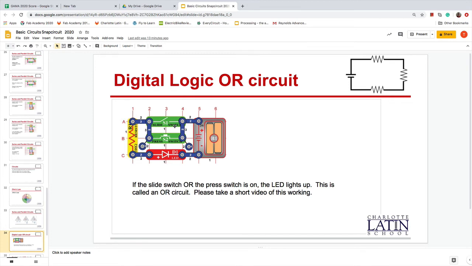Videotape it. Just take a quick video, just 2 seconds showing it works. All right?